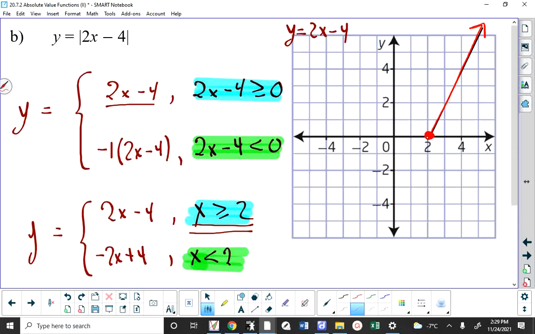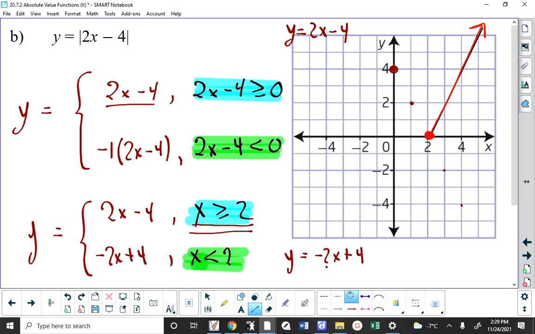If I were to now look at the other function, which is y equals negative 2x plus 4, so now I'm looking at the second piece of the function. This has a slope of negative 2 and a y-intercept of positive 4. So the y-intercept is 4 and the slope is negative 2, which means you go over 1 and down 2, over 1 and down 2. You notice we're going to get that v, right? You have to, because it's the absolute value of a linear function.